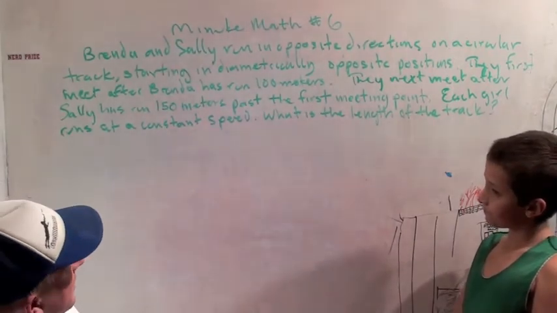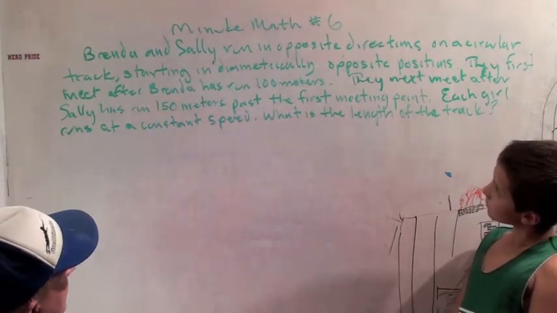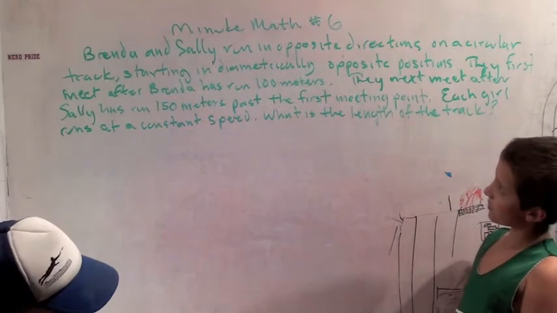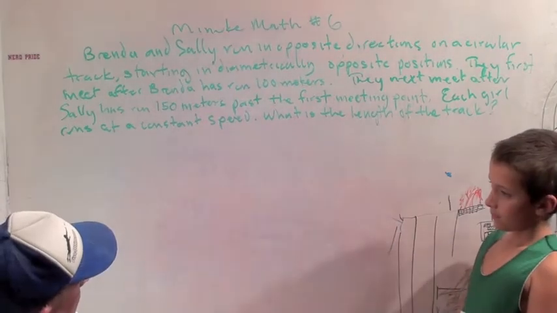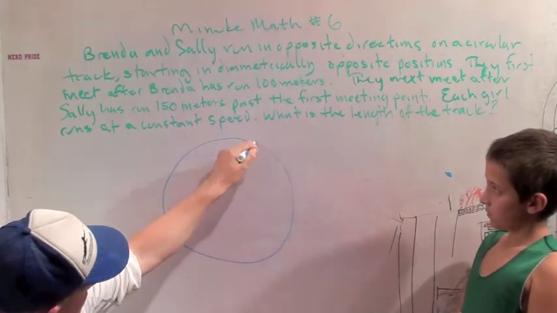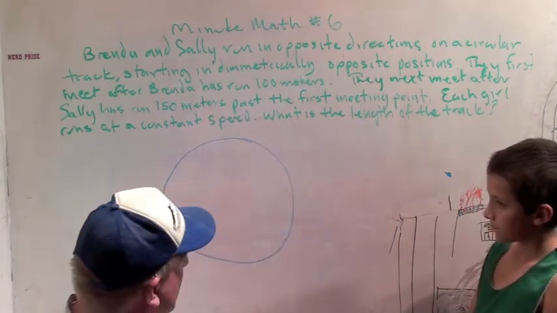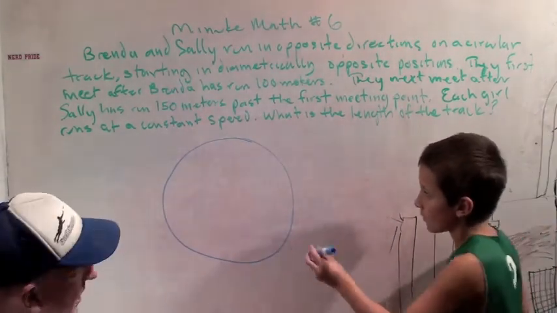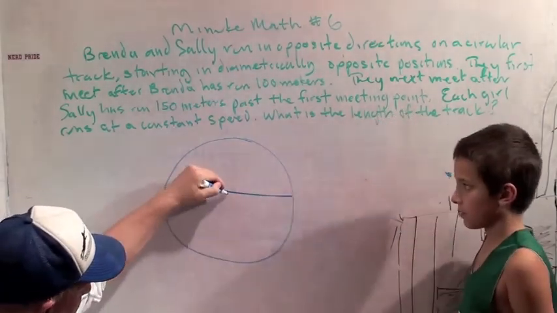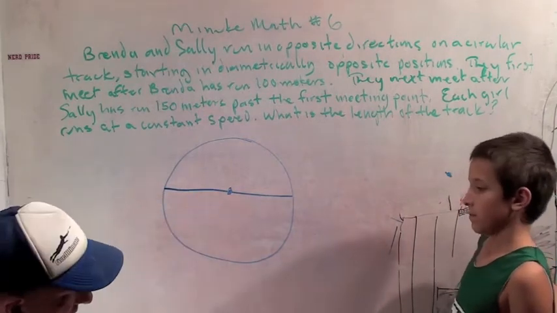Yeah. Brenda and Sally run in opposite directions on a circular track, starting in diametrically opposite positions. What does diametrically opposite mean? It means they're on a circular track. Close enough to a circle, right? Yeah. What is a diameter? Draw a diameter for me. It means it goes through the middle. It didn't quite go through the middle, but we'll pretend it does.